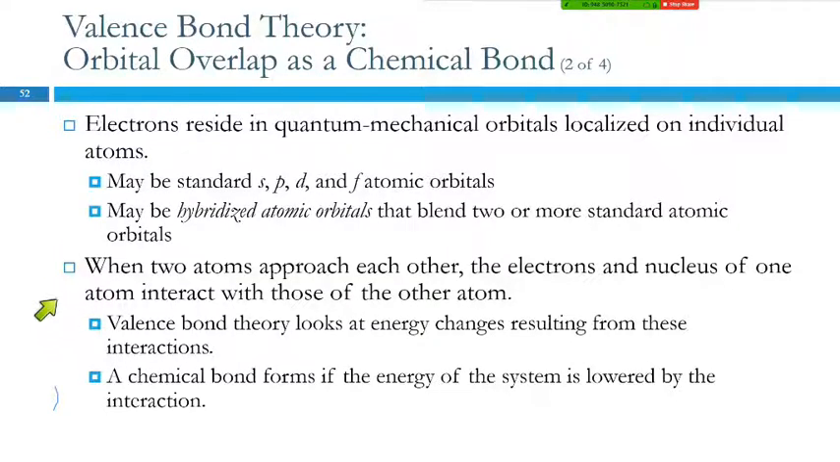So what happens when two atoms approach each other to make a bond, we've got a lot of complex interactions between the nuclei and the electrons. And so a chemical bond will form if the energy of the system is lowered by the interaction. Otherwise, it will not.